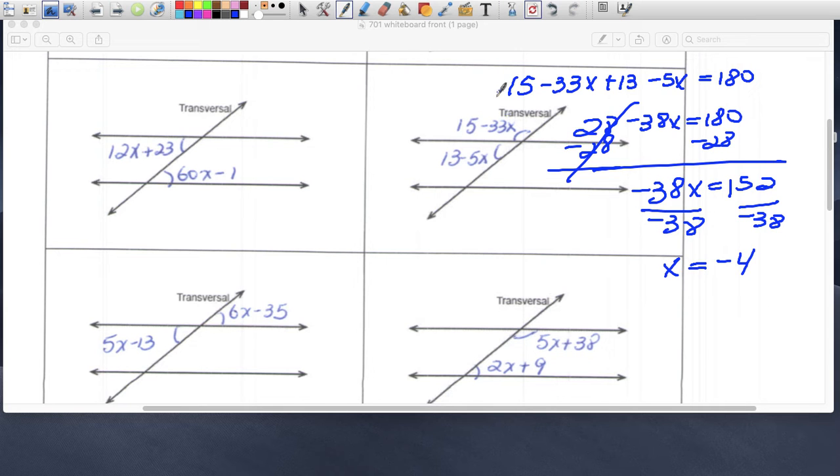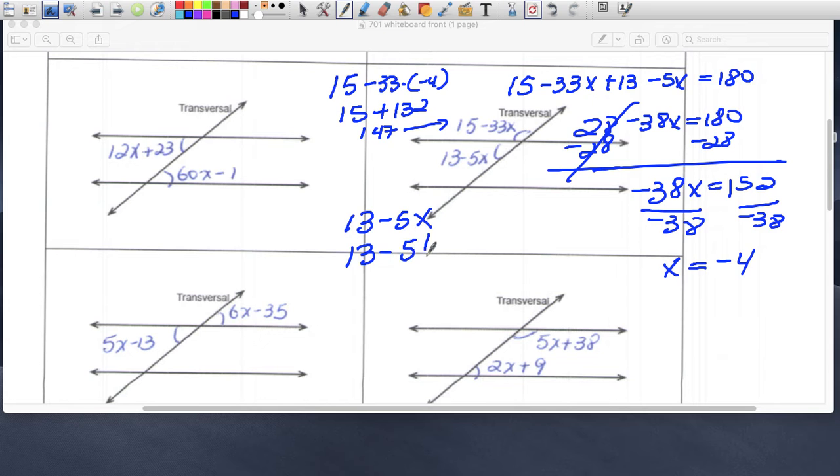So if I go back here, I'm going to get 15 minus 33 times negative 4. A negative times a negative is a positive, and 33 times 4 is 132. So this is going to give me 147. So this top one is 147. The bottom one is 13 minus 5x. Let's substitute 13 minus 5 times negative 4. A negative times a negative is a positive. 5 times 4 is 20, and that's going to give me 33.